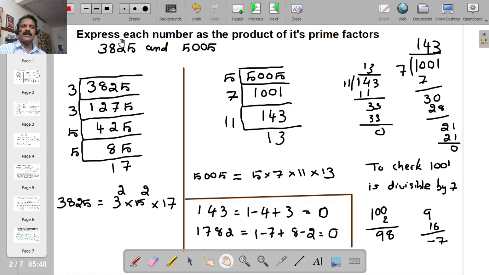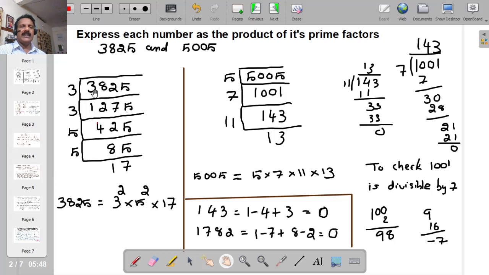Express each of the numbers as the product of its prime factors. We are given two numbers, 3825 and 5005. We have to first express 3825 as the product of its prime factors. See, 3825 is a number not divisible by 2. Next we have to check the divisibility of 3825 by the next prime number, which is 3.